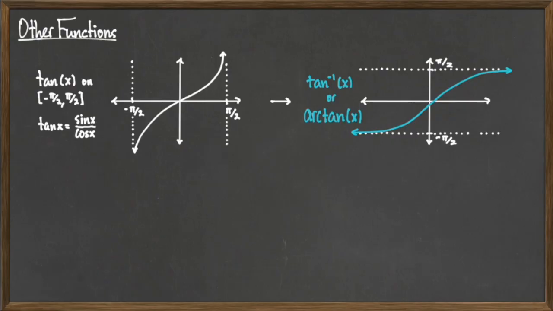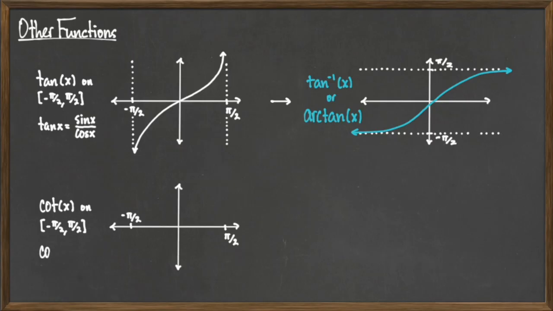In a similar spirit, let's look at the cotangent function, which is defined as cosine divided by sine, and we're going to plot that on the same restricted domain of -pi over 2 to pi over 2. Now since negative pi over 2 and pi over 2 are x-intercepts for the cosine function, we know that the cotangent function is going to be 0 at these values, because that's giving me a 0 numerator.